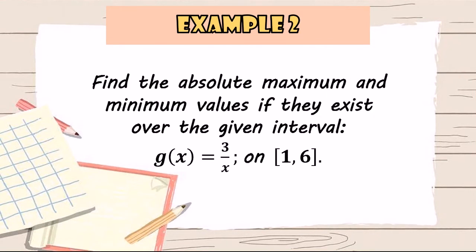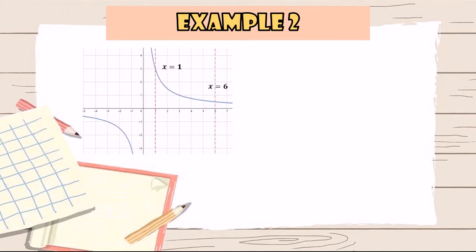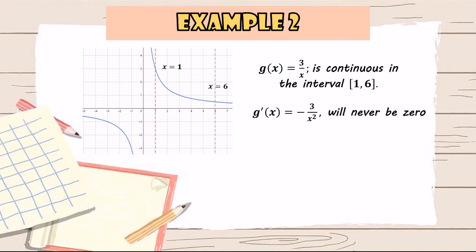Example 2. Find the absolute maximum and minimum values, if they exist, over the given interval: g(x) equals 3 over x on the interval [1, 6]. So this is the graph of the given function. So g(x) equals 3 over x is continuous in the interval [1, 6]. So we're going to get the derivative of the function. So we have negative 3 over x squared. So it will never be 0. So we're going to only test the endpoints 1 and 6.